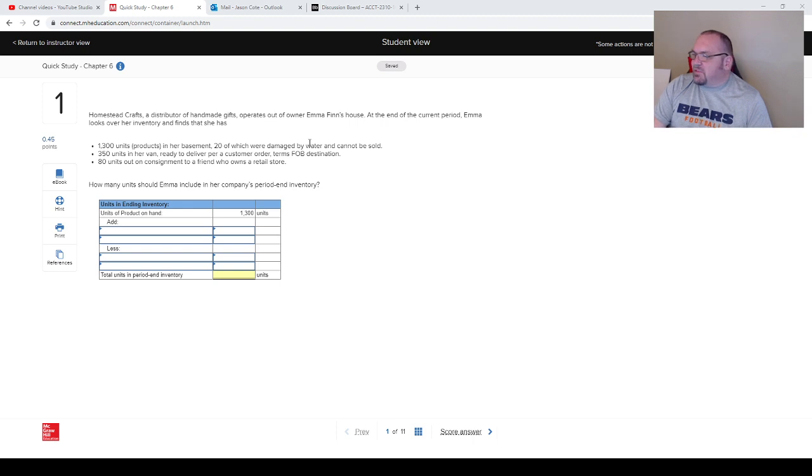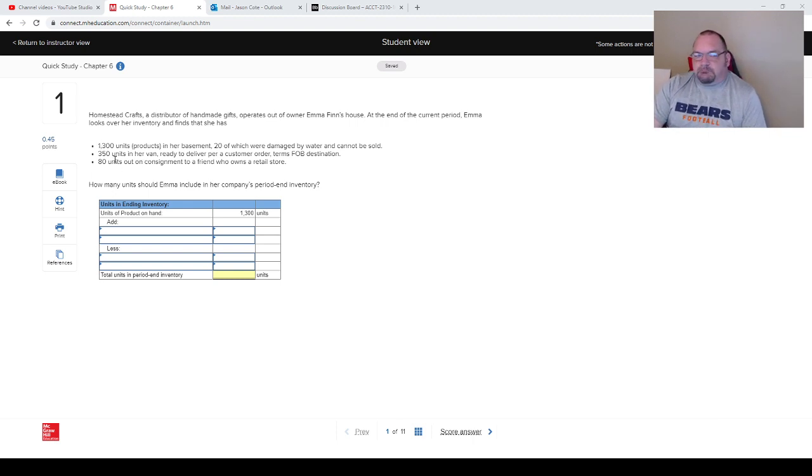20 units that are damaged that can't be sold need to be removed from inventory. Alright. So we'll get that in a minute. So anyway, the 1,300 units in her basement are part of inventory. You see that's kind of hard plugged in there. Can't fix that.